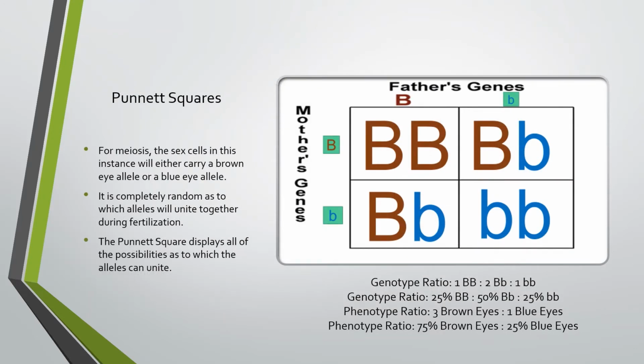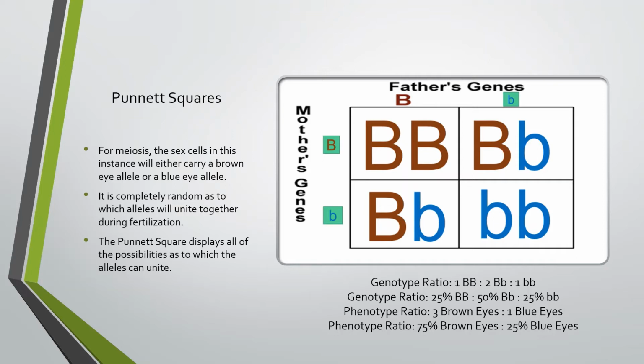For meiosis, the sex cells in this instance will either carry a brown eye allele or a blue eye allele. It is completely random which alleles will unite during fertilization. The Punnett square displays all the possibilities as to which the alleles can unite, and we can see we have also calculated genotype and phenotype ratios.